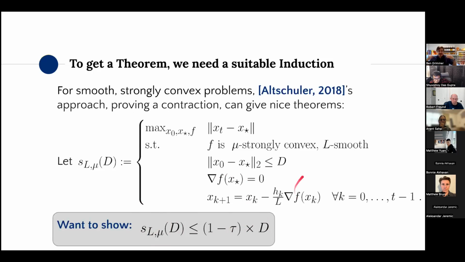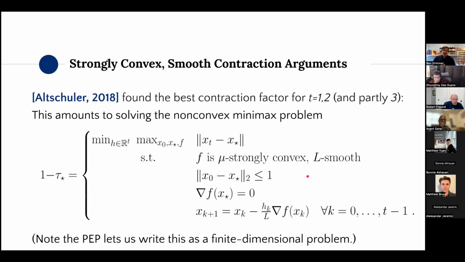So you could write this down and say, I want the best contraction factor. That would amount to solving, you want to minimize over all h's, the worst case distance from optimal. So find the best contraction factor. And what Jason did in his thesis, he found the best contraction factor by solving this problem for t equals 1 and 2, and then an example for t equals 3. So if you're going to alternate 2 steps, you can go to his thesis and find what are the best 2 steps to alternate to get the best contraction factor.